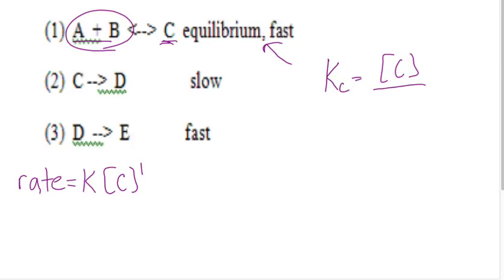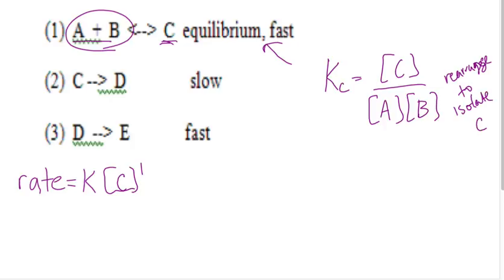Concentration of C divided by concentration of A times concentration of B. So remember, C is our culprit. C is what we want to replace. So I'm going to rearrange this equation in order to isolate C.